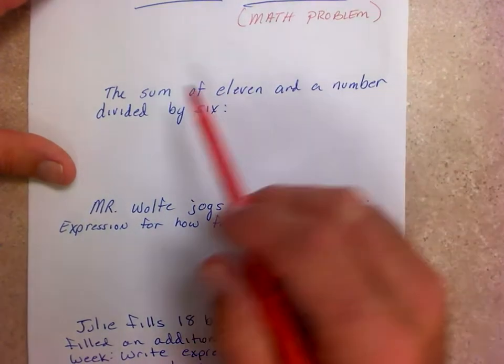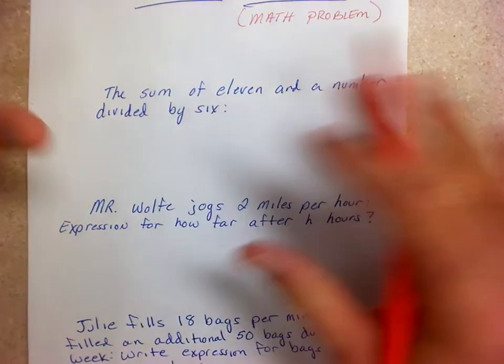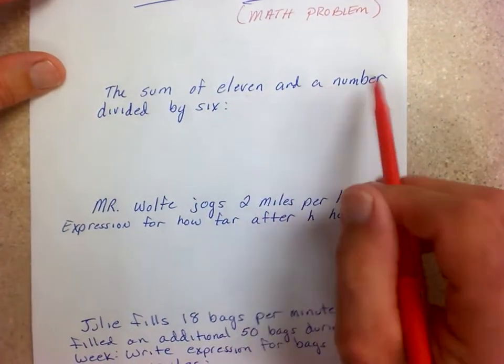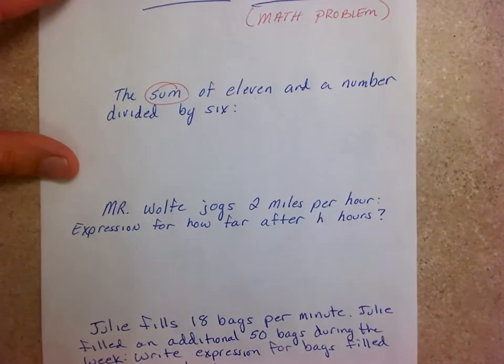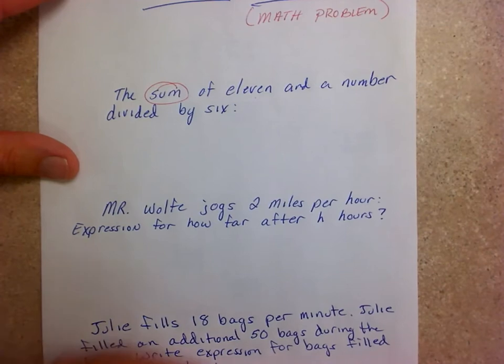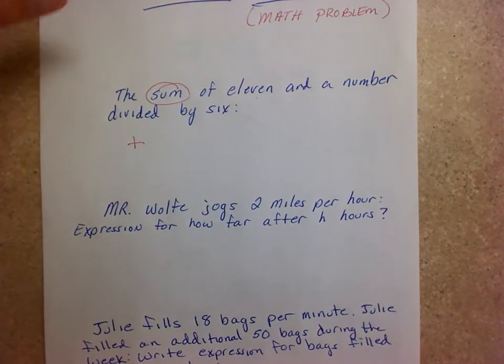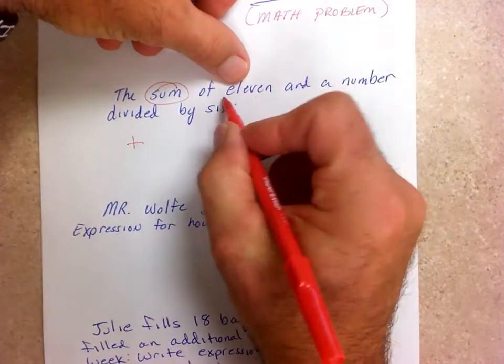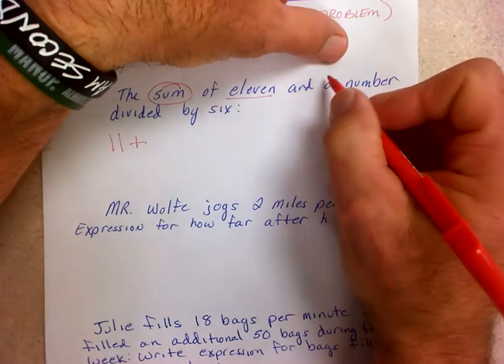All right, so our first example here, pretty straightforward translation. The sum of 11 and a number divided by 6. Start circling some things here. We see the word sum. Tells us we're going to have plus. What are we supposed to add? Well, they want us to add 11 and a number.